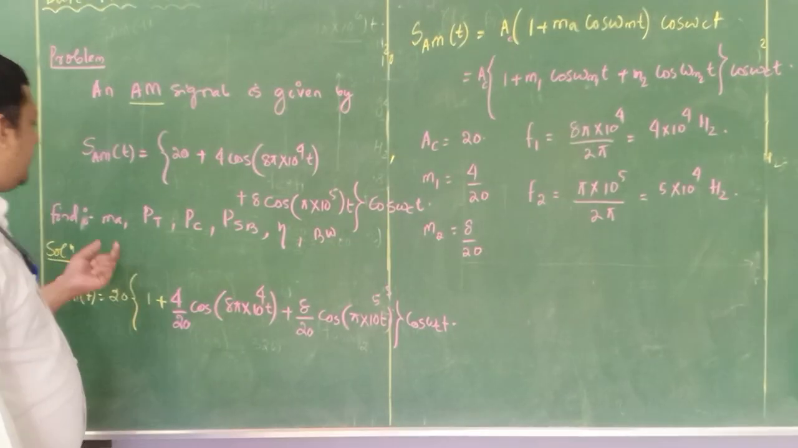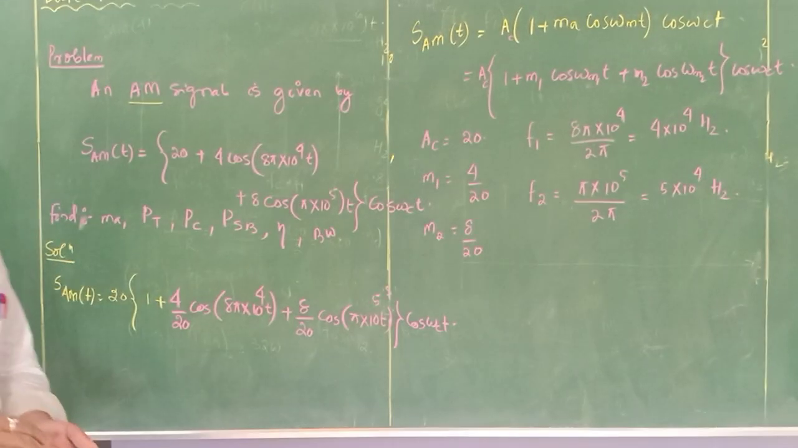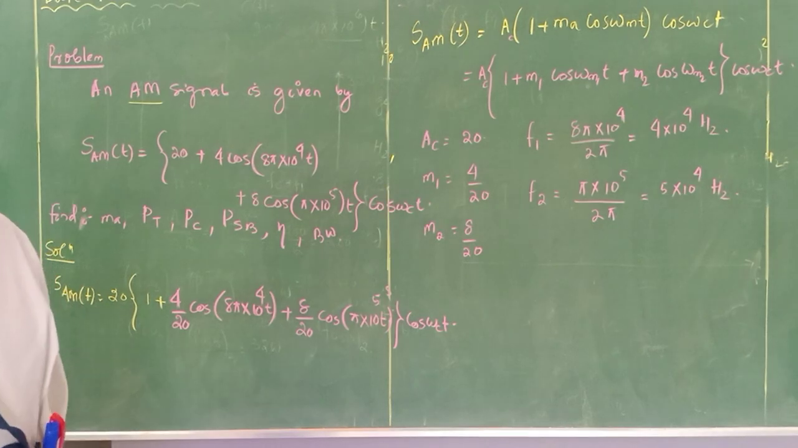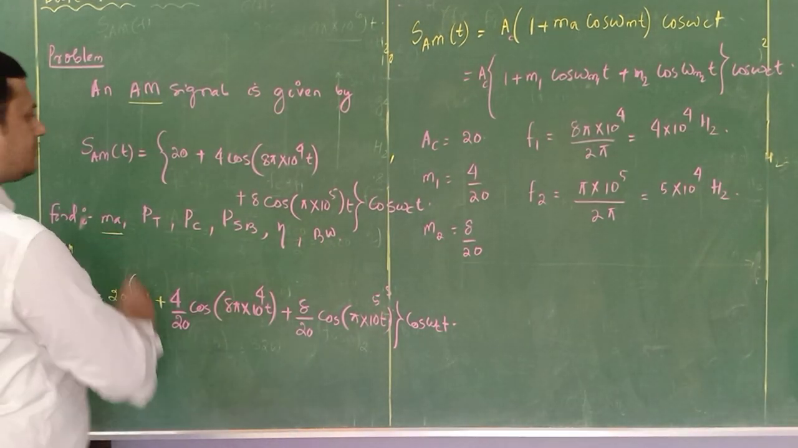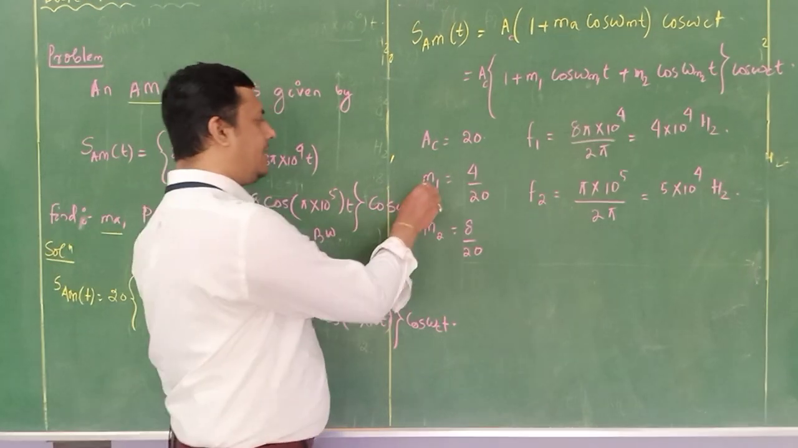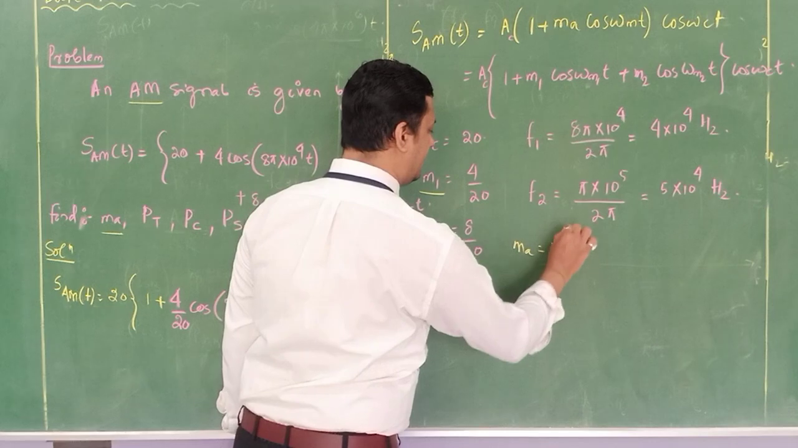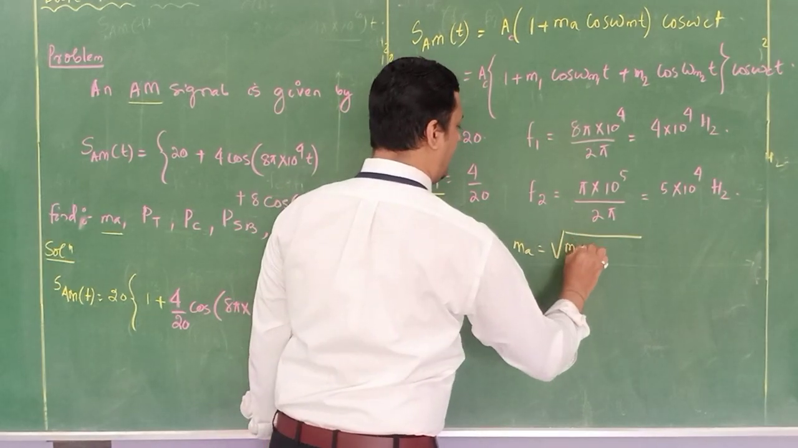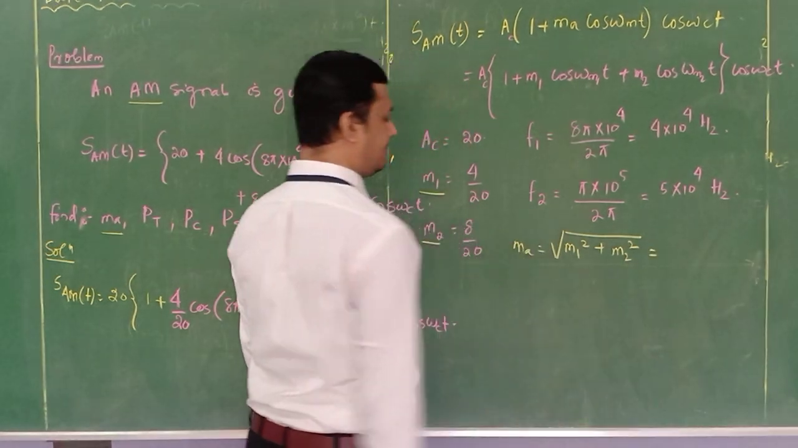Now here individually we have to calculate first. What are the calculations we have to do? First calculation is the net modulation index. So how to determine the net modulation index? There are two modulation indexes. So MA is equal to root over of M1 square plus M2 square.